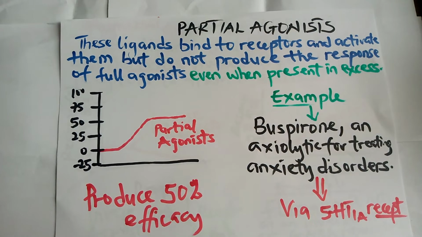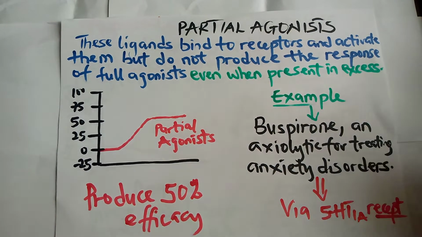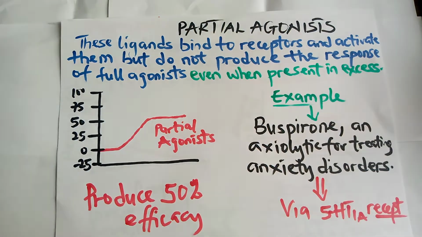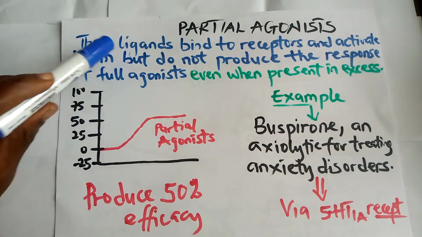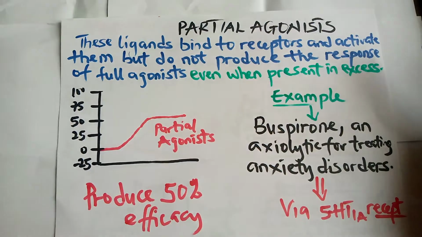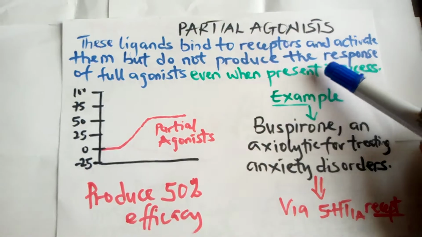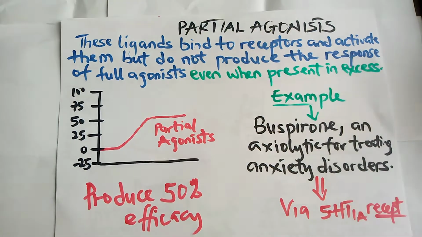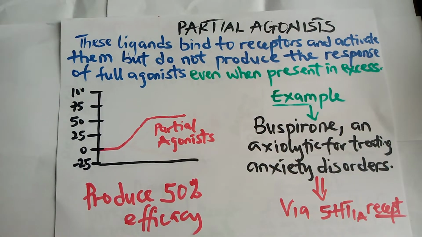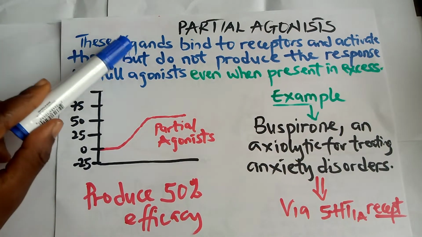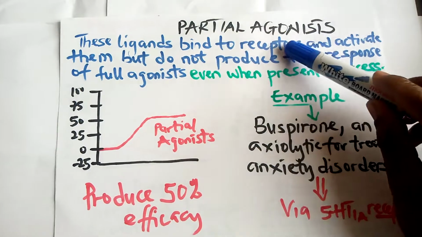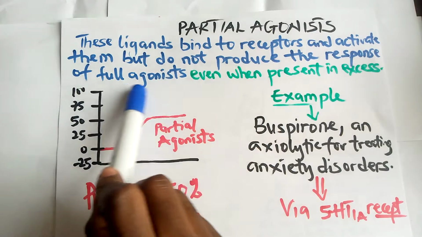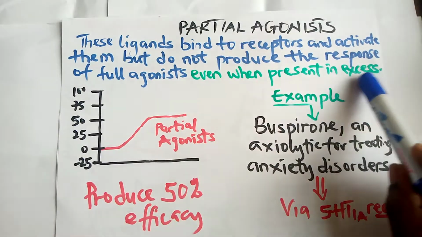So next we have partial agonists. So what are partial agonists? Partial agonists are usually ligands that bind to receptors and activate them, but they do not produce the response of full agonists, even when they are in excess amount.